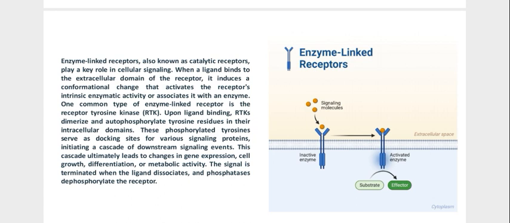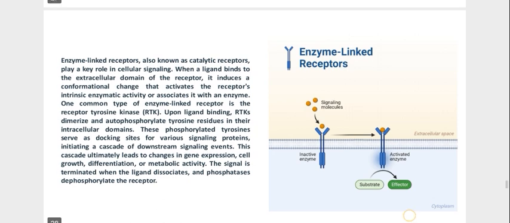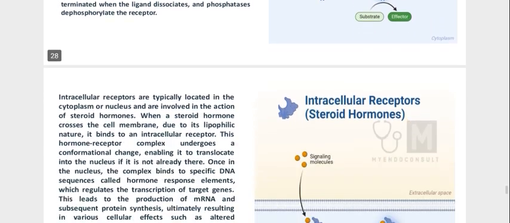Upon ligand binding, RTK dimerizes and autophosphorylates tyrosine residues in its intracellular domains. These phosphorylated tyrosines serve as docking sites for various signaling proteins, initiating a cascade of downstream signaling events. This cascade ultimately leads to changes in gene expression, cell growth, differentiation, or metabolic activity. The signal is terminated when the ligand dissociates and phosphatases dephosphorylate the receptor. Here the signaling molecule is there, the inactive enzyme gets activated, so the substrate will activate the effector.